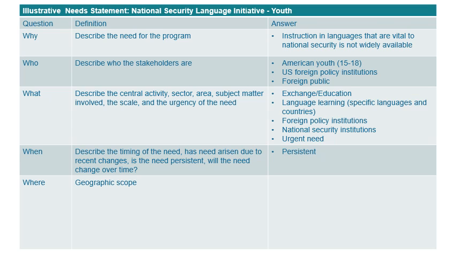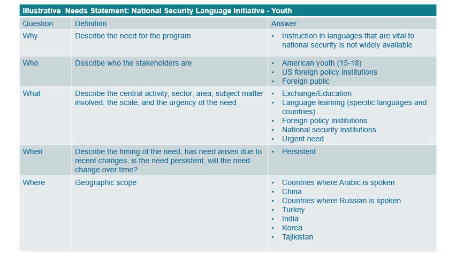The timing of the program is persistent as this is an ongoing program, but if we were crafting a needs assessment for a specific document, we might limit that to the next school year, the next cohort, etc. In terms of geographic scope, we're dealing with countries where languages that have been deemed critical to national security are spoken. So we have countries where Arabic is spoken, we have China, countries where Russian is spoken, Turkey, India, Korea, and Tajikistan.